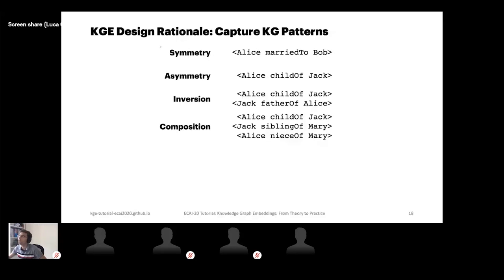And by expressive, I mean the model must be able to capture a lot of knowledge graph soft properties. For example, the fact that facts may be symmetric, like in this case, or they may not, like Alice is a child of Jack. There may be a lot of inverse relations, like Alice child of Jack, but Jack father of Alice. This is called inversion. It happens quite often in knowledge graphs. Or they may be composite relations. For example, if I know that Alice is child of Jack and Jack is sibling of Mary, it means that Mary is the aunt of Alice.